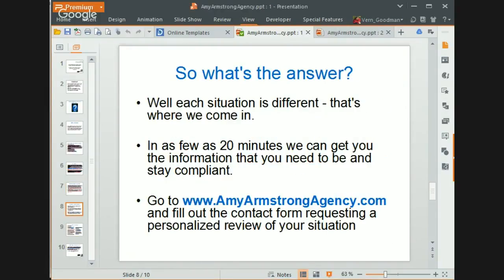So what's the answer? Well, each situation is different. That's where we come in. In as few as 20 minutes, we can get you the information that you need to be and stay compliant.